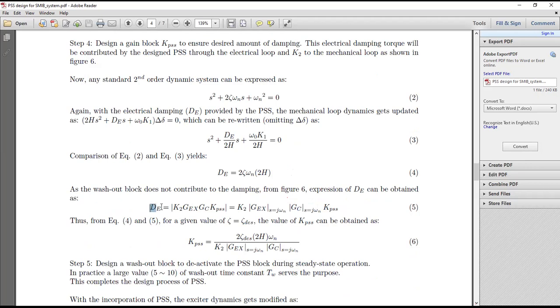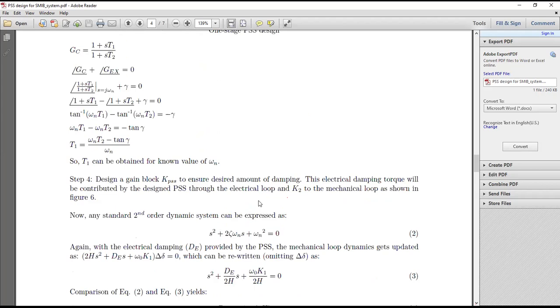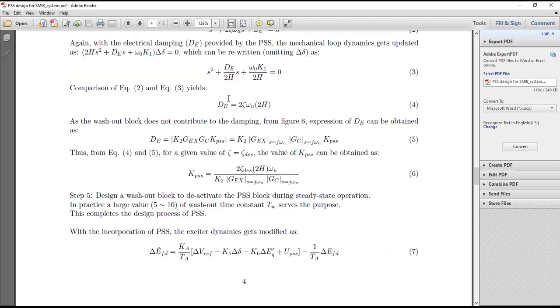And now at this step, we only consider the gains of the blocks. So you consider the gain of GEX, you consider the gain of GC. So at step number 4, we are only dealing with the gains, whereas in step number 3, we are only dealing with the phase angles of the transfer function blocks. There are 2 basically, GC and GEX, which are under consideration. Then after these intermediate steps are done, you come out with the value of KPSS. So that completes the design.